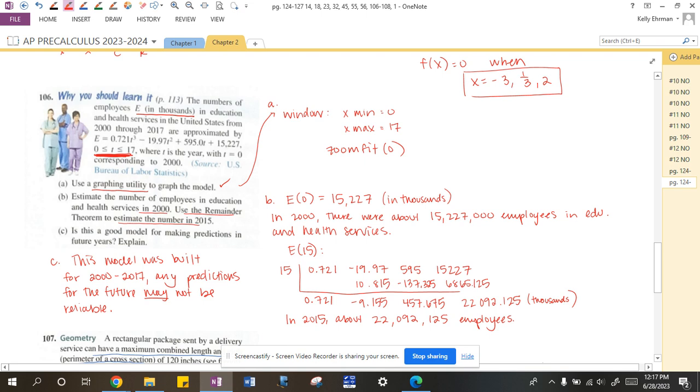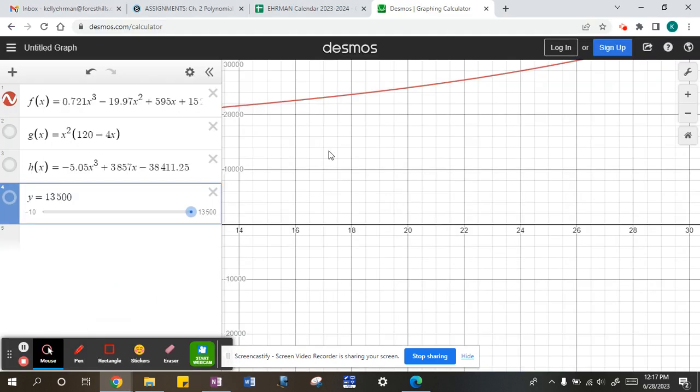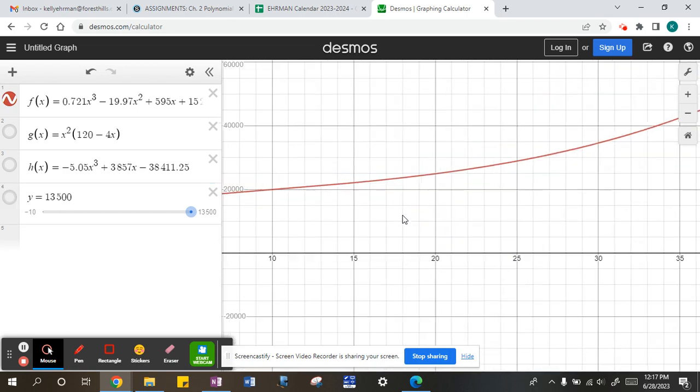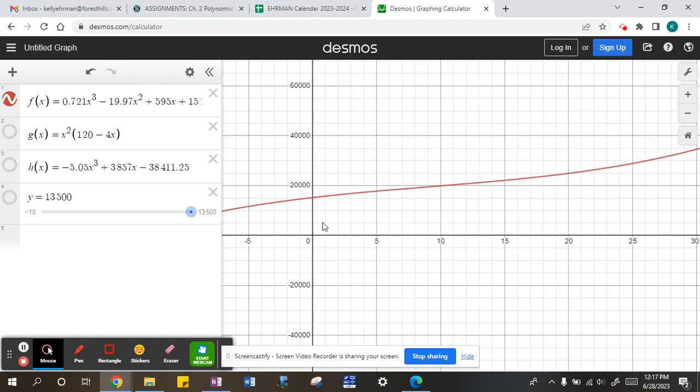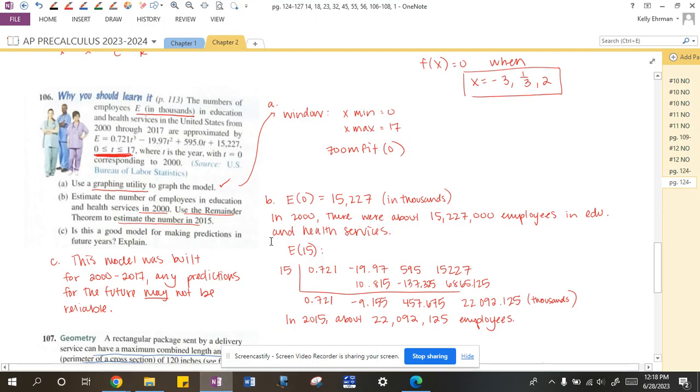So anyway, for me, I'm on Desmos. Mine's, again, a bit wonky, but we're looking on 0 to 17, right? So like 0 to 17. So this curve here. Yours might look different or more curved or something on your graphing calculator screen. Okay, so part A, graph it. Part B, estimate the number of employees in education and health services in 2000.